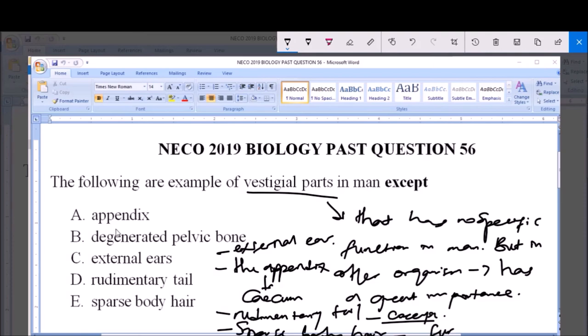Now, looking at the options, option A says appendix, which is part of the vestigial parts. Option C says external ears, which is part. Rudimentary tail is part, and sparse body hair is part. But the only option here that is not an example of a vestigial part in man is option B, degenerated pelvic bone. That is the answer to this question.